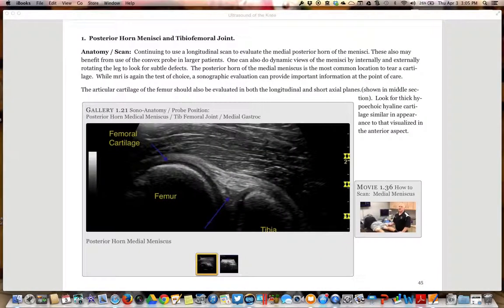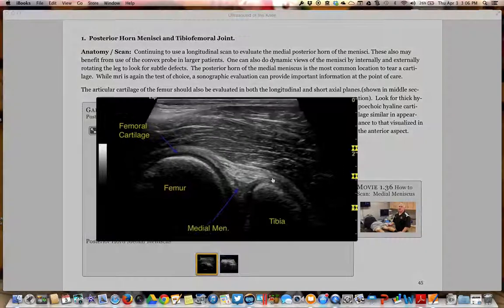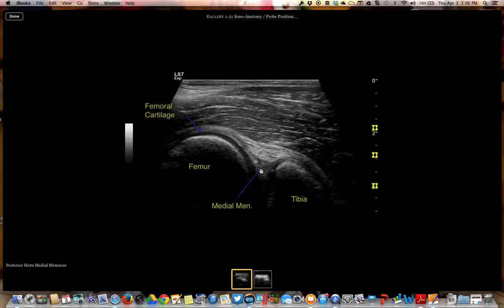Let's look at the posterior horn of the meniscus. This is very similar to the lateral menisci. I like the foot to be in a slight bit of flexion, maybe 10 to 20 degrees, looking at the hypoechoic articular cartilage of the femur as well as the tibia, and looking for the triangular-shaped medial meniscus posterior horn sitting there. Menisci sitting between, capsule above, with the articular cartilage here.